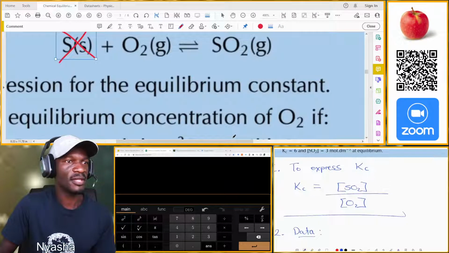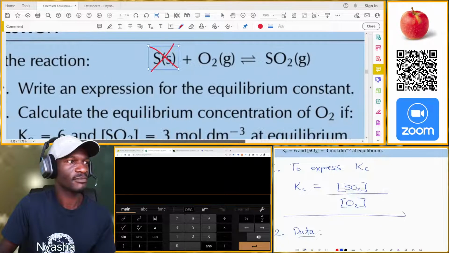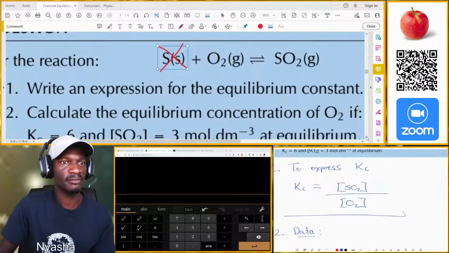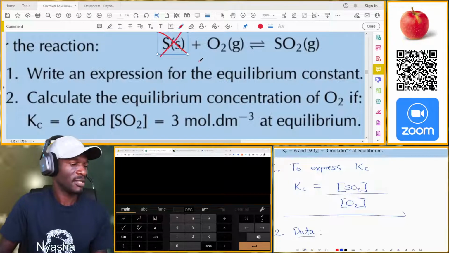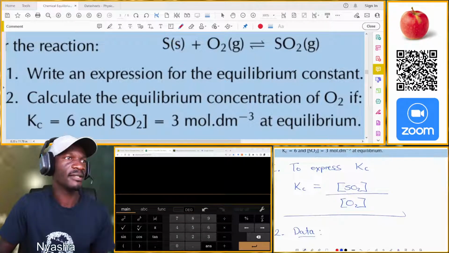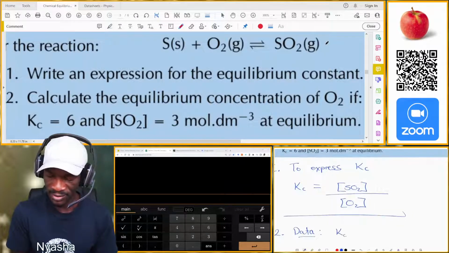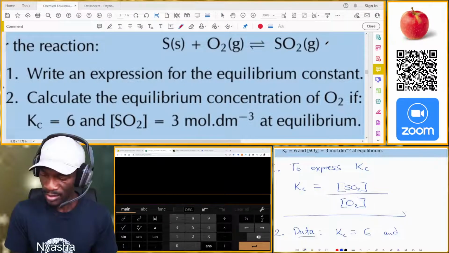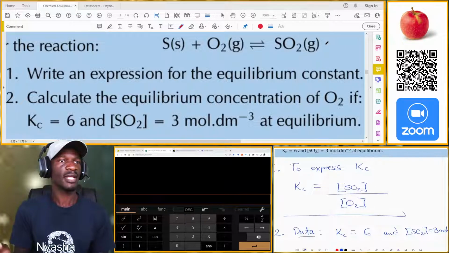Let me actually do this. I think we have lots of space here. Right, there we go. Let me remove this. Right, good. So the given data are as follows. Kc is equal to 6, and the concentration of sulfur dioxide is equal to 3 mole per dm cubed at equilibrium.